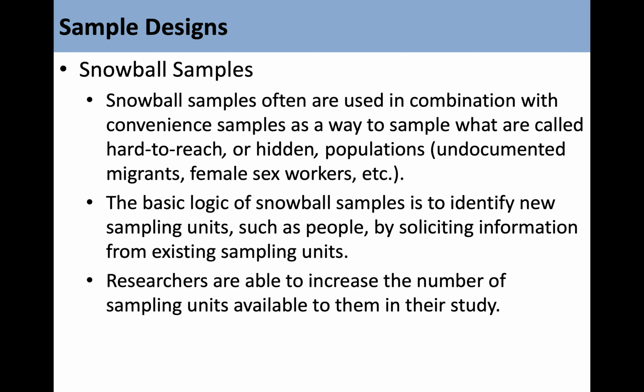Snowball samples often are used in combination with convenience samples as a way to sample what are called hard to reach or hidden populations, such as undocumented migrants, female sex workers, etc. The basic logic of snowball samples is to identify new sampling units, such as people, by soliciting information from existing sampling units. Researchers are able to increase the number of sampling units available to them in their study.